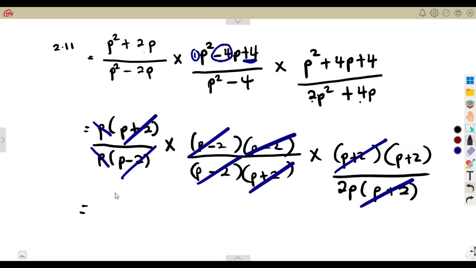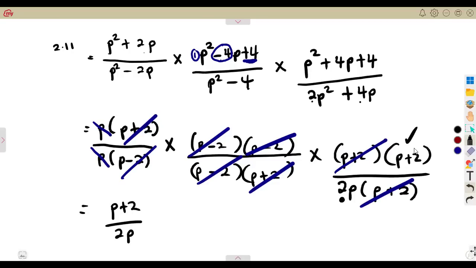As we can see, we have cancelled all brackets and all terms which were outside the brackets. We are just remaining with the p plus 2 on the numerator, which cannot be cancelled, with the 2p in the denominator. These two cannot be cancelled. So we are just going to leave it like that.